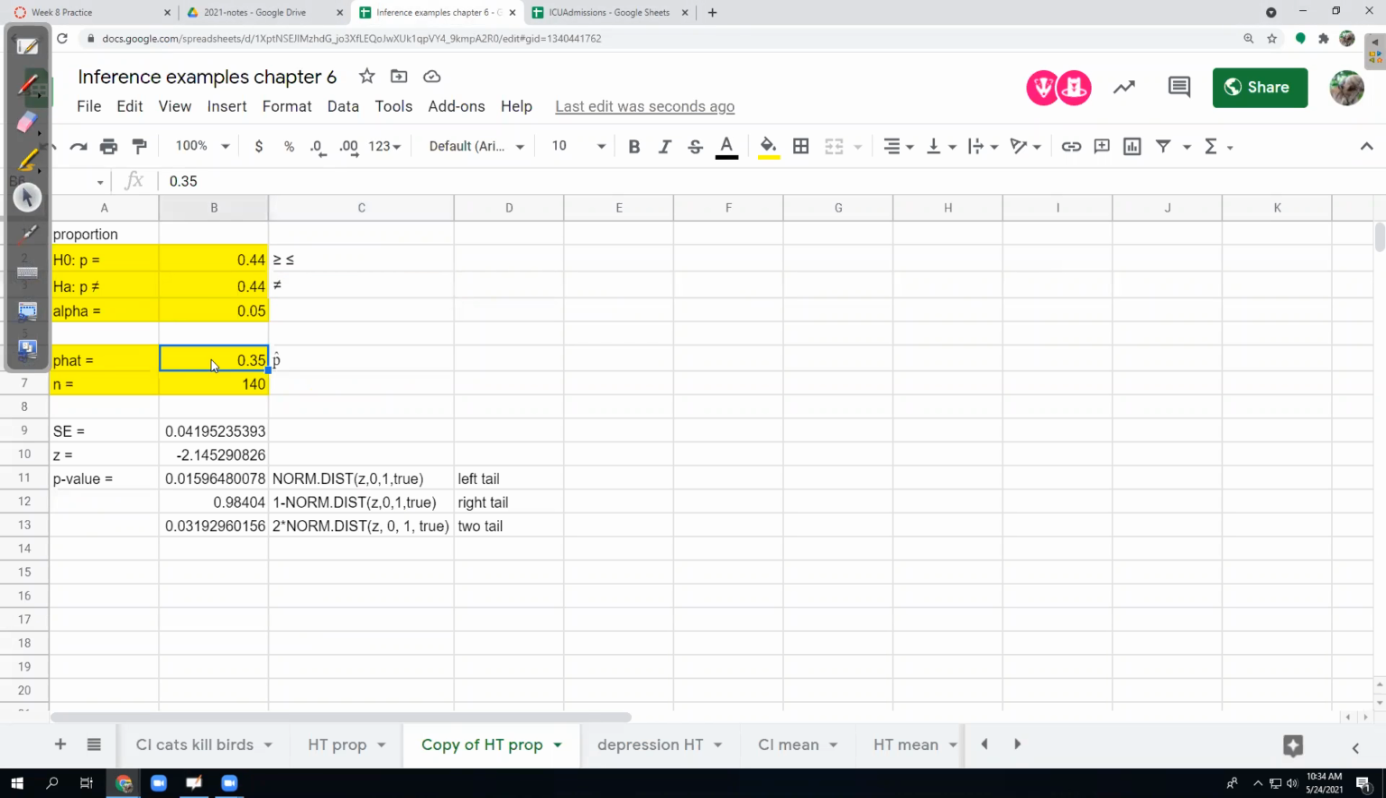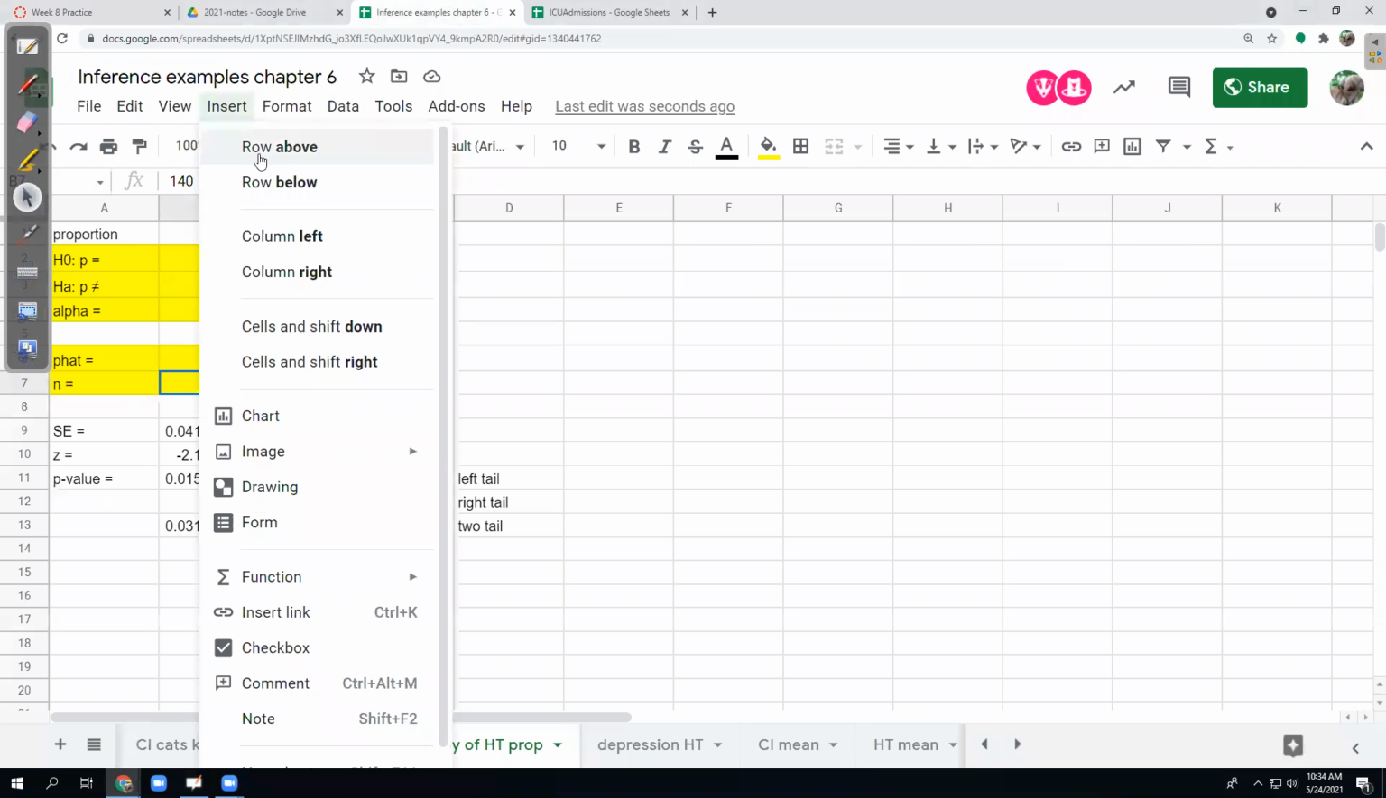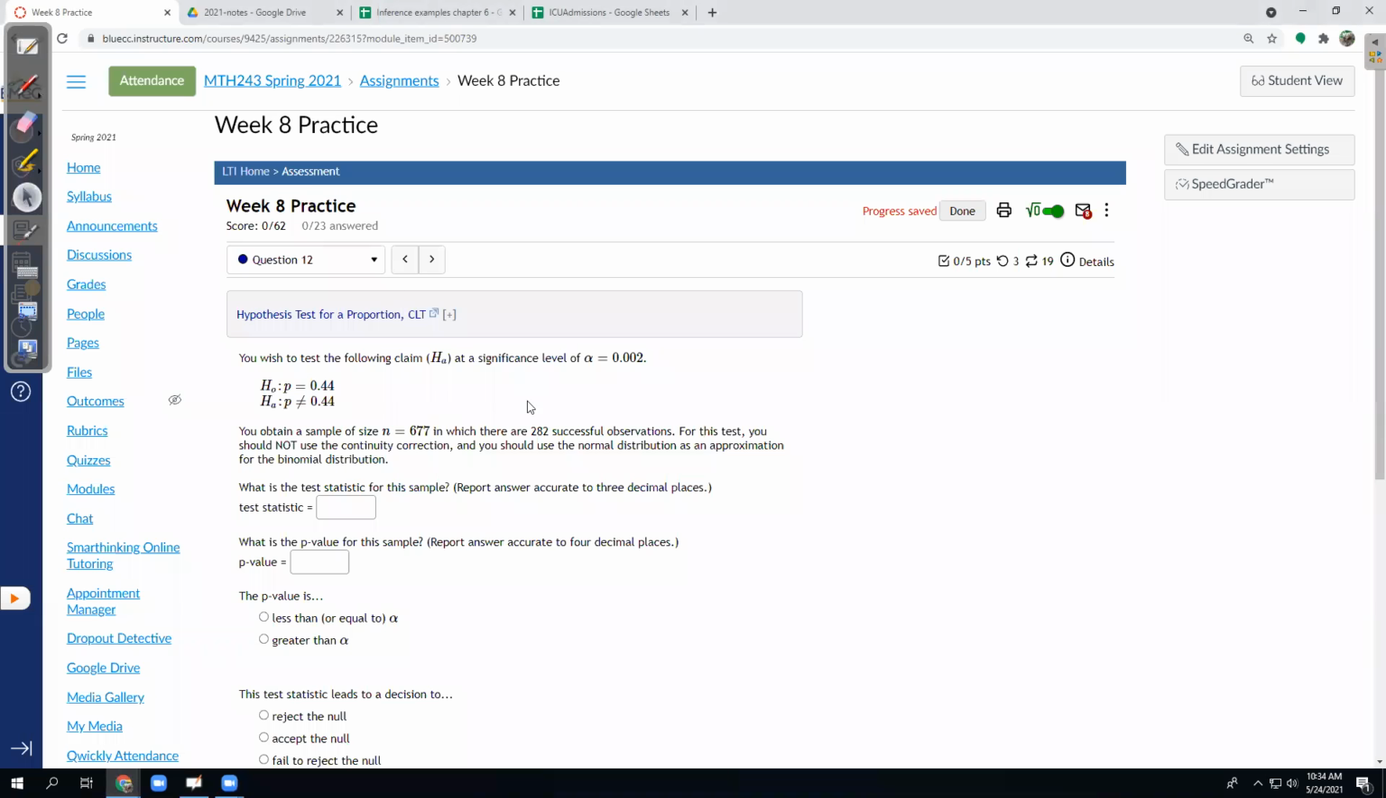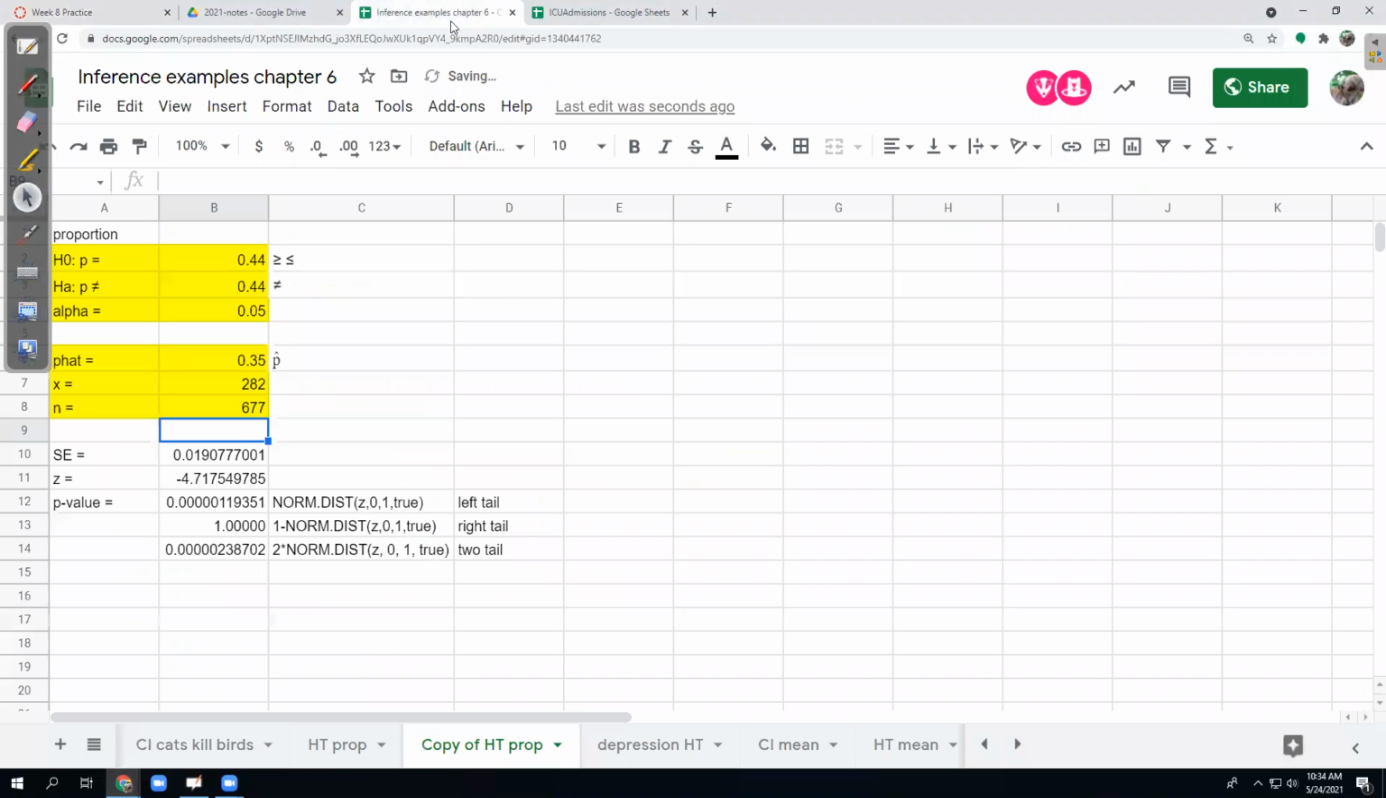Then p hats here, I just typed it in. So I'm going to modify this one a little bit. I'm going to insert a row, put a place here for x. X was 282 out of 677. I got that right. 282, 677. Your alpha is different as well. Alpha is 0.002 instead of. Ah, thank you. 0.002. Yeah. Good eyes.